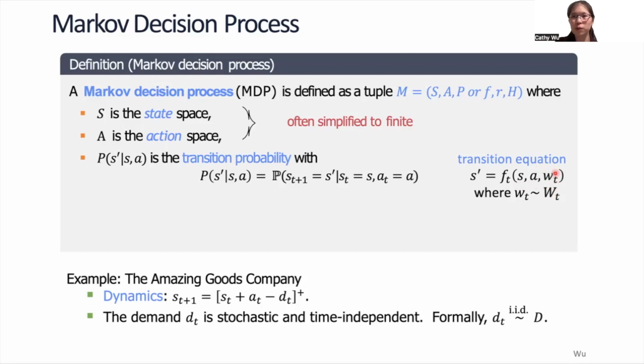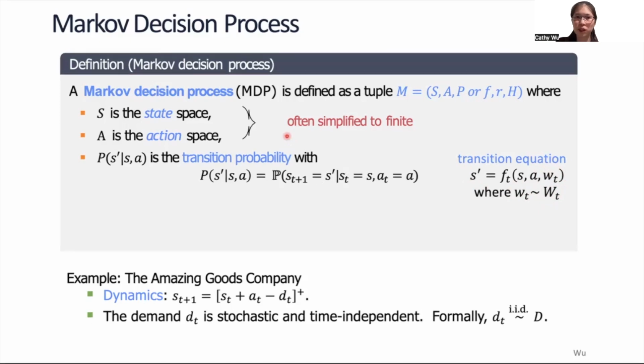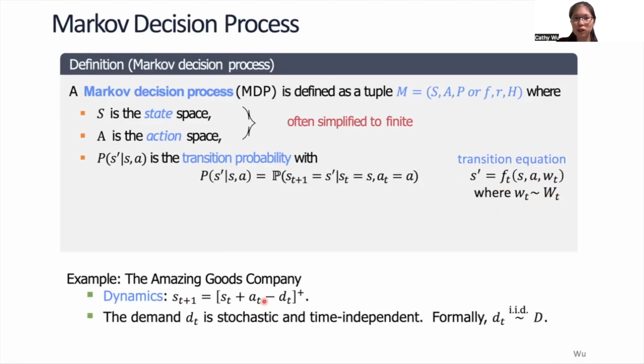Oftentimes, especially when the system is non-random, so we don't need to carry around this W sub t, the transition equation will be more natural to model the system than this transition probability. So the transition probability or transition equation for this problem is more natural in this transition equation form.